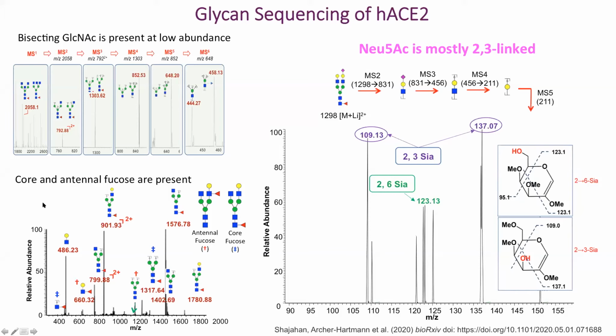The other thing that I want to point out is sialic acid linkage. So other coronaviruses have shown some preference for 2,3 link sialic acid linkage.